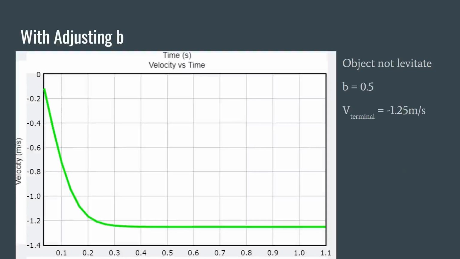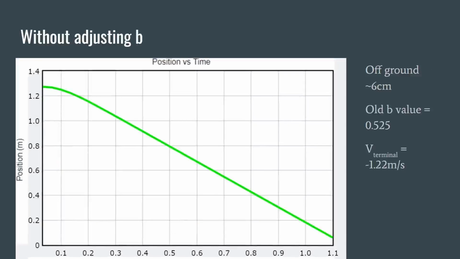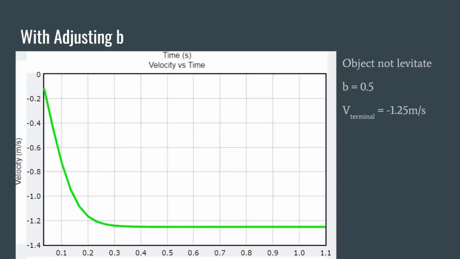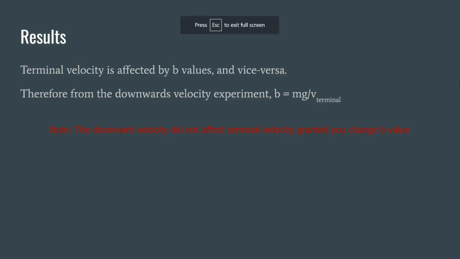Now, when I adjust the b value so that it hits the floor in time, b is equal to 0.5 instead of b is equal to 0.525. My terminal velocity has decreased by 0.03 meters per second. So let's discuss the results. Terminal velocity is affected by b values and vice versa. Therefore, from the downwards velocity experiment, we saw that the inverse of terminal velocity was equivalent to b in some kind of proportion. And also, the gravitational force must be equal to drag, so therefore, the bigger the gravitational force, the bigger b value you have, because that means bigger drag. So that's why we have the equation b is equal to gravitational force divided by terminal velocity.